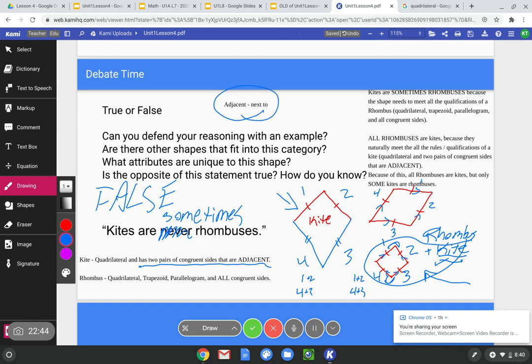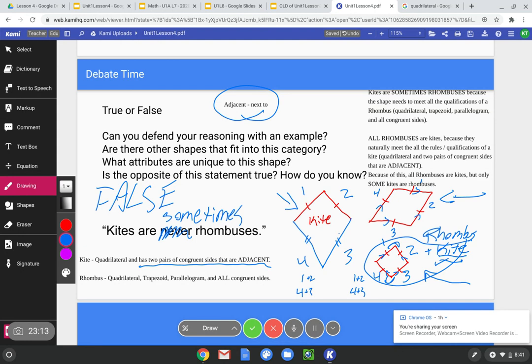So, to top it all off and wrap it up, all rhombuses are kites, but only some kites are rhombuses. You want to make sure you end on a good note there. And remember, the orientation of a shape does not affect its attributes. We can see that here with what we did with the rhombus. We turned it to help us compare it with this kite.